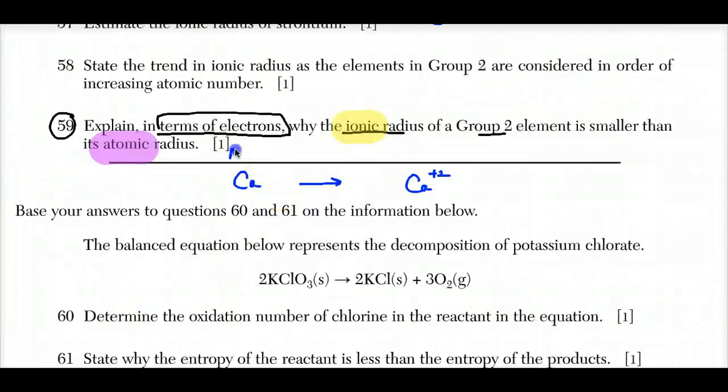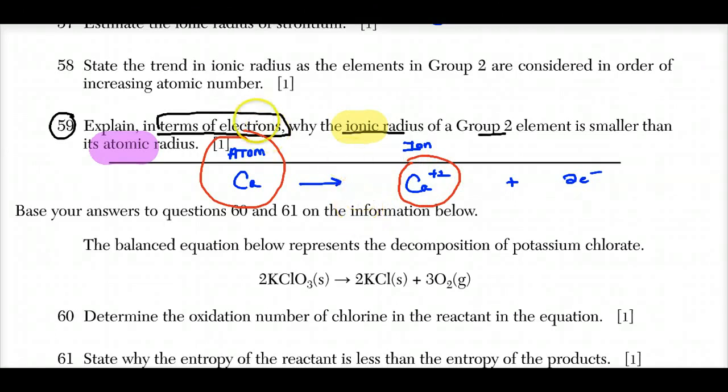So this is the atom when it has an equal number of protons and electrons. It's electrically neutral. Here is the ion when it becomes charged by losing 2 electrons. If you want to write the oxidation half reaction, it looks like this. But there's the ion. Now they're saying why the ionic radius is smaller, that means the atom is large. When it becomes an ion, it gets smaller. So why does it get smaller?